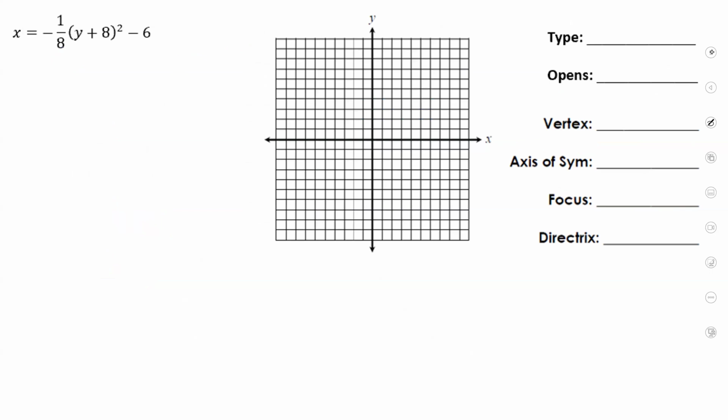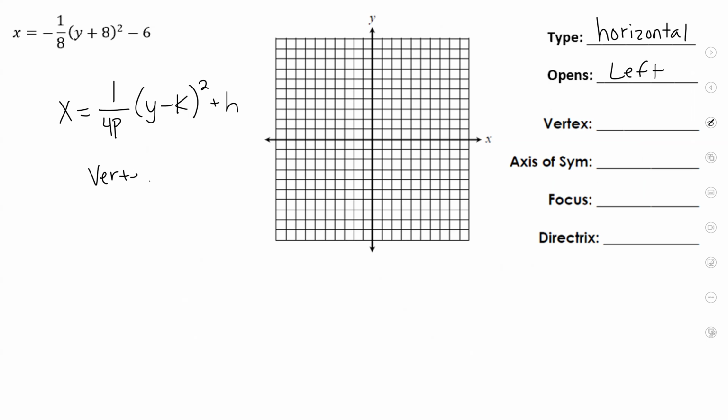Let's try another one. This time we have x equals. So that means we're going to have a horizontal parabola. It will open to the left because of this negative in the front. Okay, let me give you the formula that we follow. The formula is x equals 1 over 4p times (y minus k) squared plus h. Your vertex is (h, k).